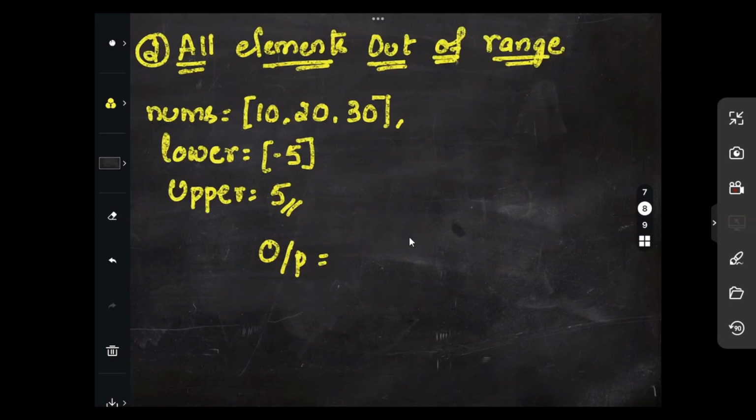The second edge case is where all elements are out of range. We have given 10, 20, 30, with lower minus 5 and upper plus 5. The output will be 0 here. Why? Because no subarray sum falls within minus 5 to 5.